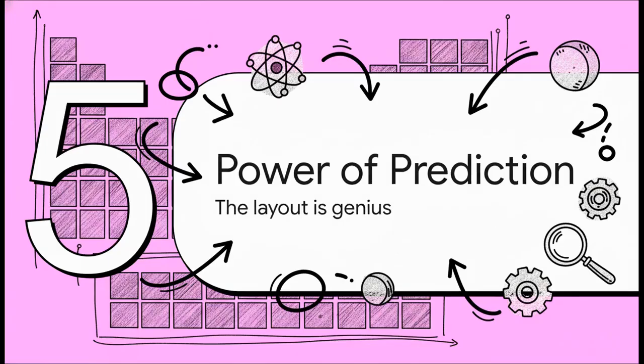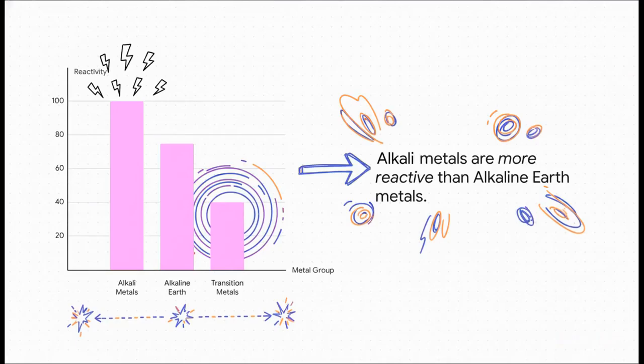Okay, let's pull the camera back out for a second, because this table isn't just a catalog of all the elements. The real genius of the periodic table is its incredible, almost spooky power of prediction. The secret is all in the layout. Because of how everything is structured, you can spot trends just by looking at it. We know, just by its position, that an alkali metal from group 1 is going to be way more reactive than its neighbor in group 2, the alkaline earth metals. And those, in turn, are more reactive than the transition metals. The map just tells you the story.